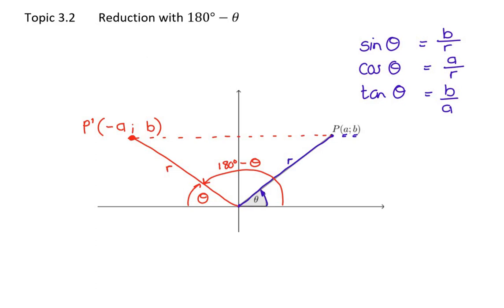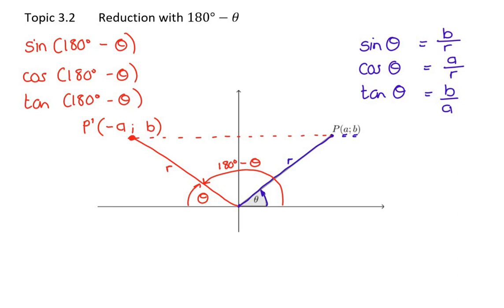So now we want to look at the sine ratio of this new angle, the cos ratio and the tan ratio, and how they relate to theta's ratios. So sine of 180 degrees minus theta would be the y value, which is b, so that's b over r. Cos would be the x value, which is now negative a over r, and tan would be y over x, which I could just say is negative b over a. So now we want to see what relationships exist. We did kind of start this discussion in the first video, so these relationships shouldn't surprise us.